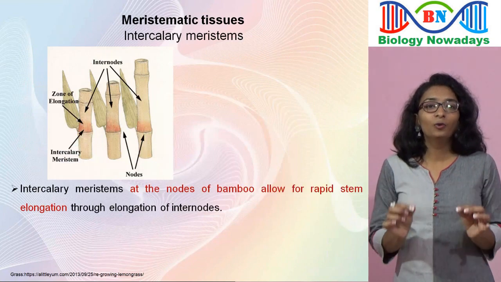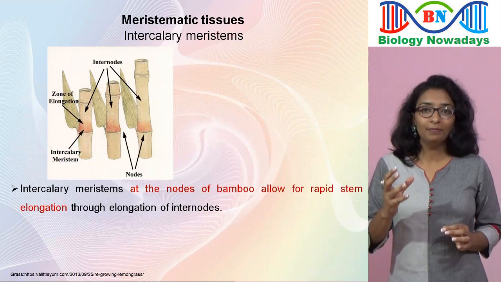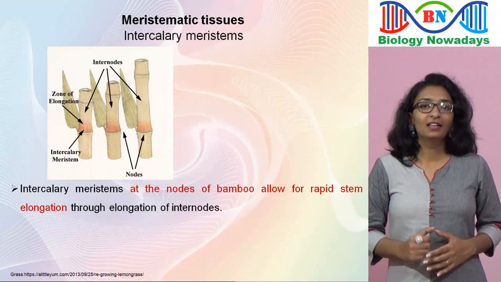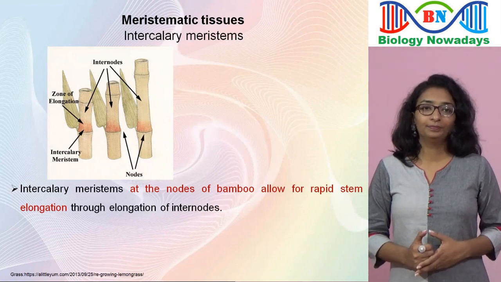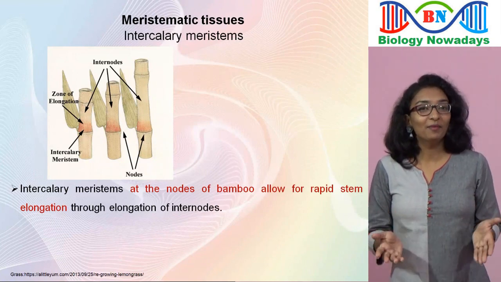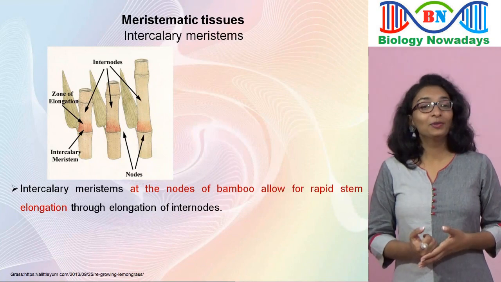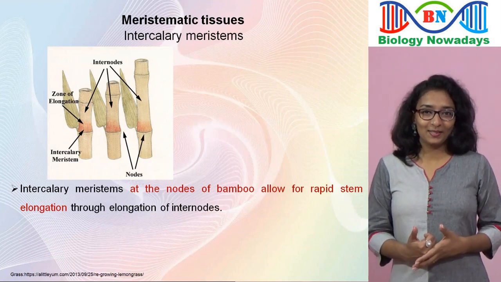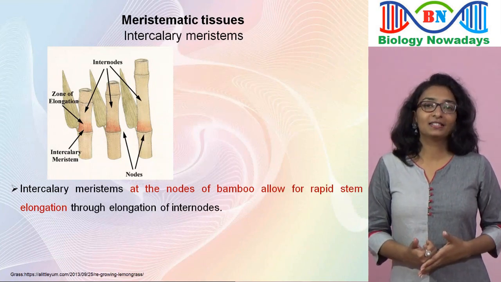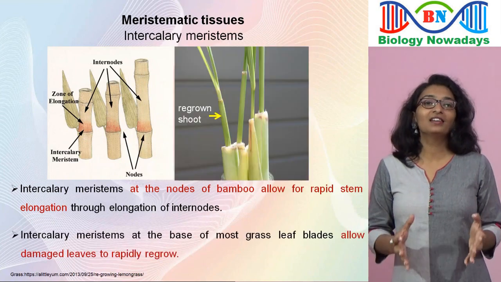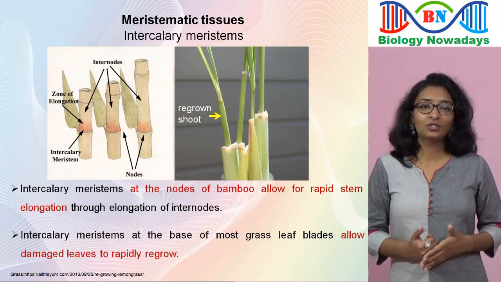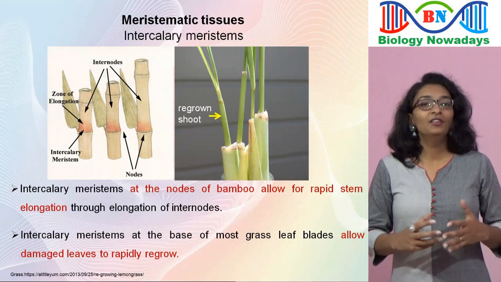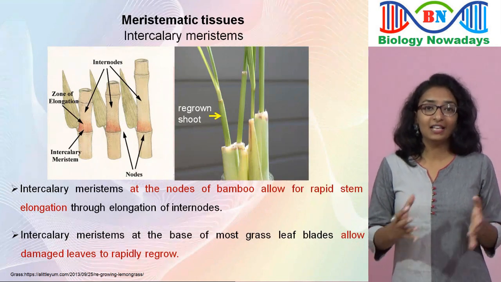Intercalary meristems at the nodes of bamboo allow for rapid stem elongation through the elongation of internodes. Internode means the stem region between two nodes. By the way, did you know that bamboos are also grasses? Actually, they are the tallest grasses. Okay, back to intercalary meristem. The intercalary meristems found at the base of most grass leaf blades allow damaged leaves to rapidly regrow. This leaf regrowth in grasses evolved in response to damage by grazing herbivores.